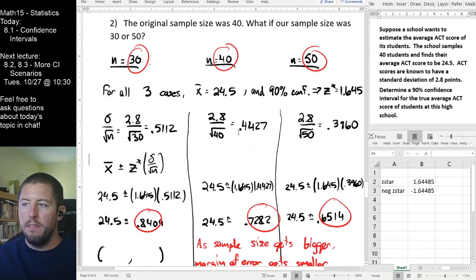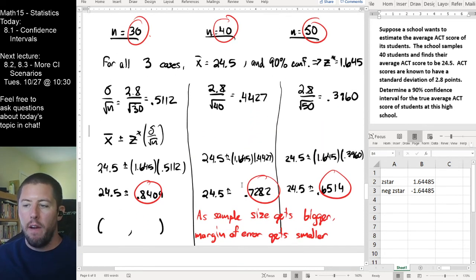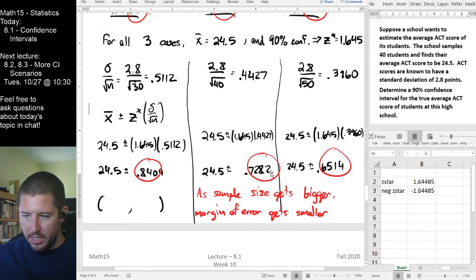So this is our effective sample size on our margin of error right there. We're watching the margin of error term get smaller and smaller as the sample size gets bigger and bigger. We're getting narrower intervals because we have more information. That's good.